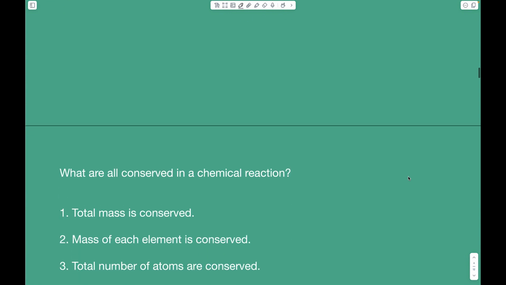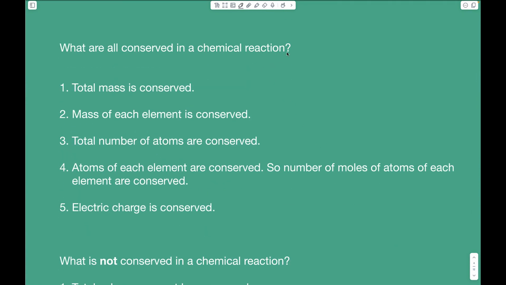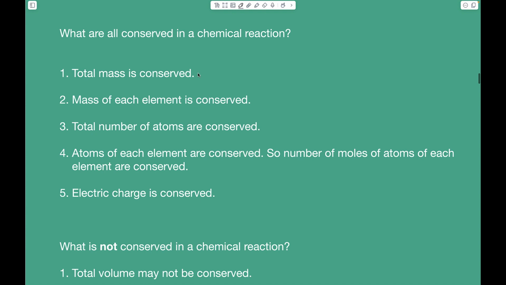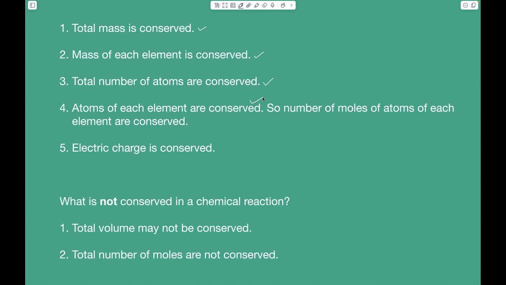Now finally, what are all conserved in a chemical reaction? Total mass is conserved? Yes. Mass of each element is conserved? Yes. Total number of atoms are conserved? Yes. Atoms of each element are conserved? Yes. Then a little later we would also understand that electric charge is also conserved when we deal with chemical reactions involving ions, and there interestingly we use this principle to balance the chemical reactions.